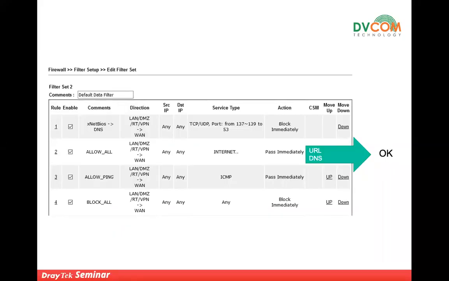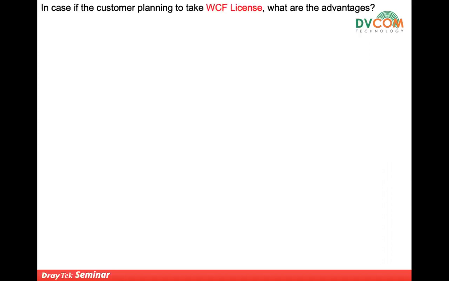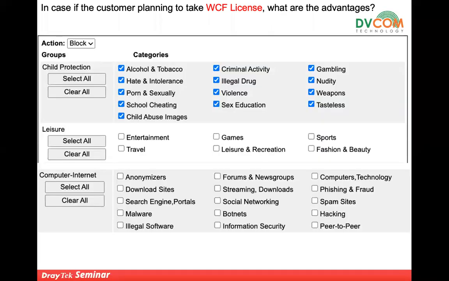So the next thing is, once you have created the rule, you can see that there is a URL filter applied and a DNS filter applied. Then the next one is, in case the customer is planning to take the WCF license, the web content filtering license, what is the advantage? For example, we can block websites individually, but there is one license, guys, that is WCF. If you take the WCF license, what is the advantage the customer is going to get?